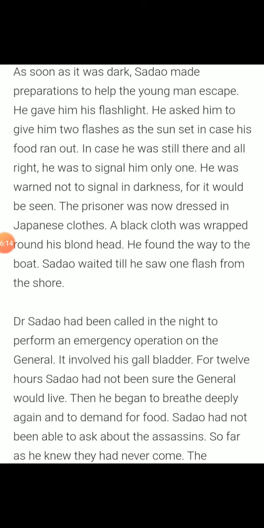Dr. Sadao had been called in the night to perform an emergency operation on the general. It involved his gallbladder. For 12 hours, Sadao had not been sure the general would live. Then he began to breathe deeply again and to demand food. Sadao had not been able to ask about the assassins. So far as he knew, they had never come. In fact, we can say that the general had forgotten all about the matter.